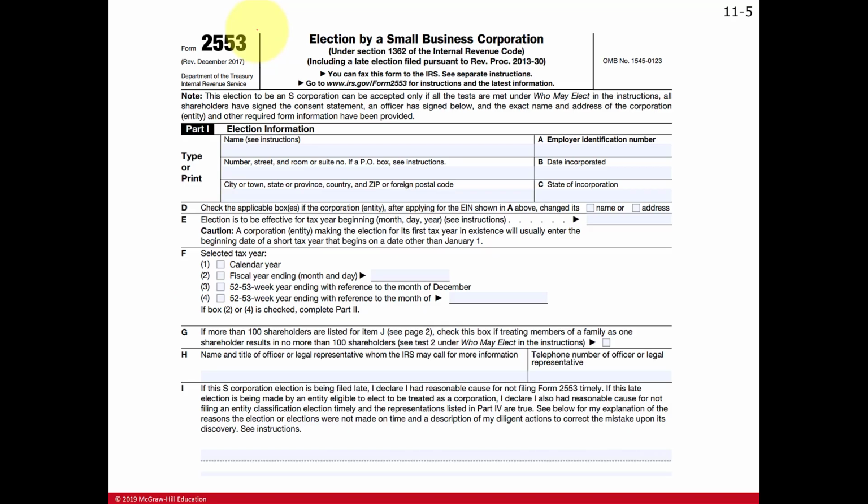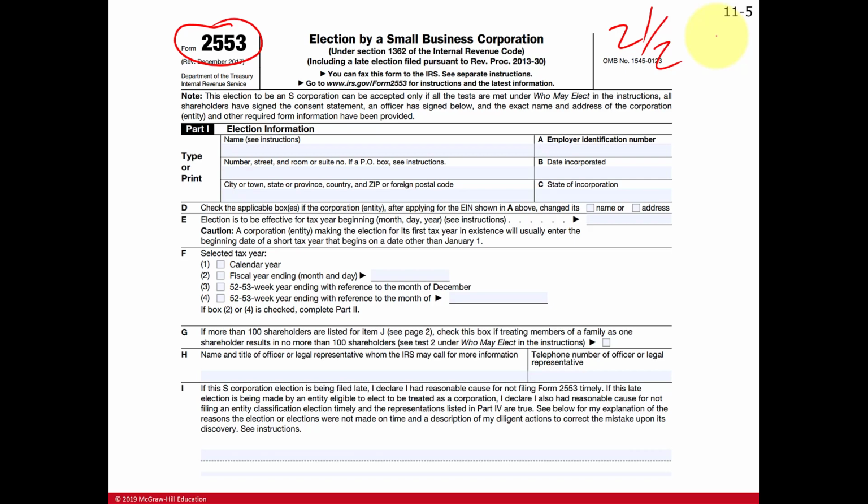Here's the form 2553 that you have to file with the IRS to become an S type corporation. So if you're just forming a new corporation and you already know that you want to be an S type, it can be effective at the very beginning of the year. But again, you have to make sure this form is filed with the IRS by 2.5 months into your year. Otherwise, the S election will start next year.